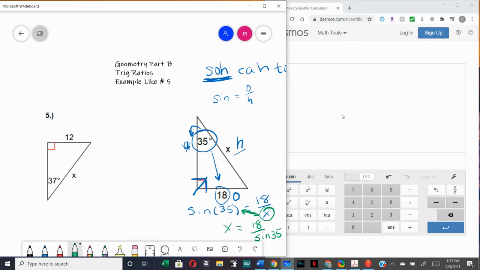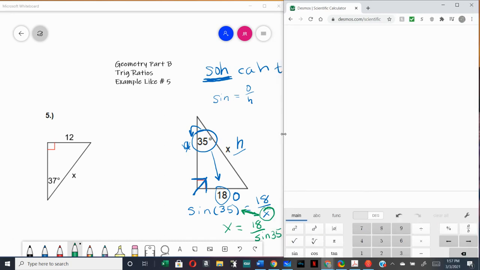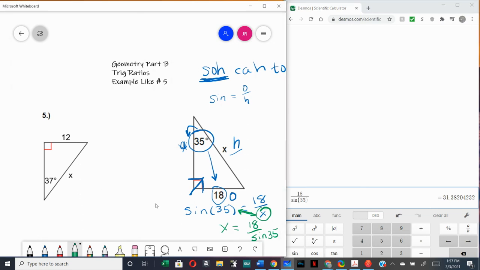I know a lot of people don't have the handheld calculator, so I'm going to use Desmos Scientific. It's a fairly easy to use calculator. Now, all I'm going to do is type in what I'm given. I'm given 18. I need to divide by the sine of 35. You see right there, it pops up. I've got 31.38, round to the nearest tenth, so this will be 31.4. So my x in this problem is 31.4.